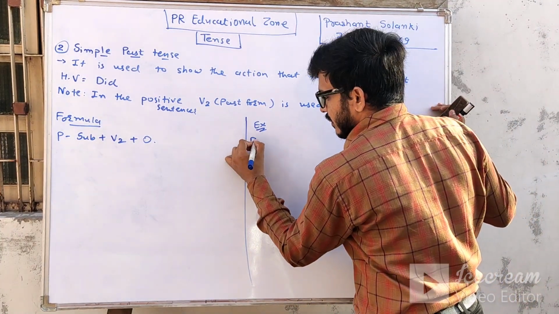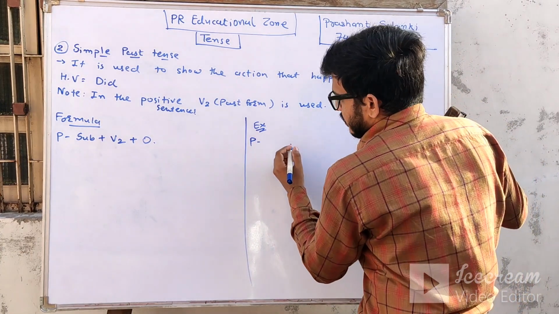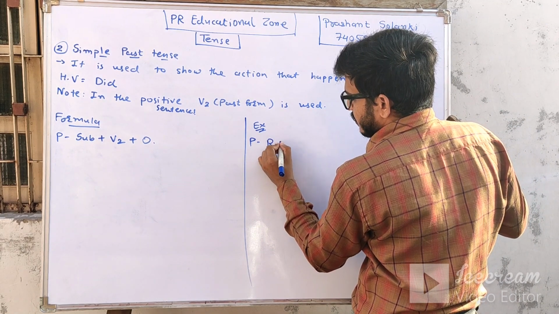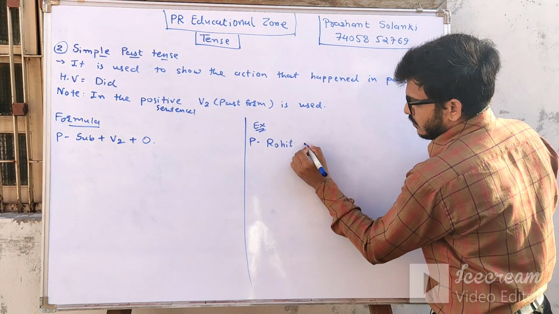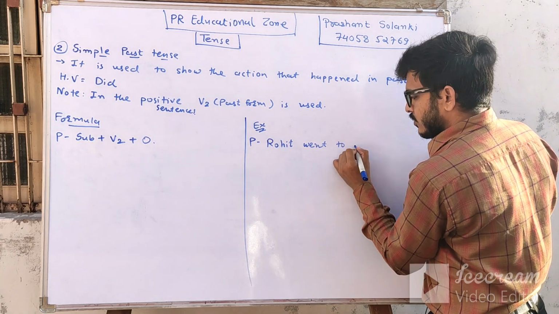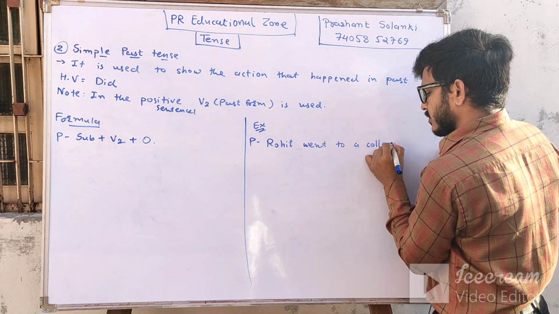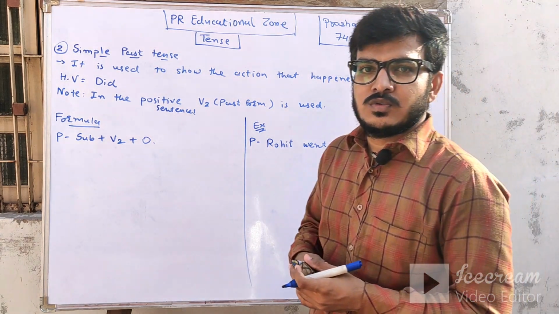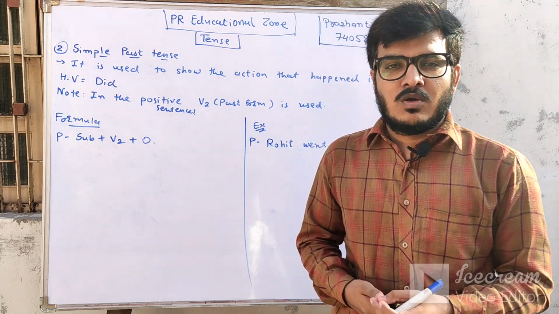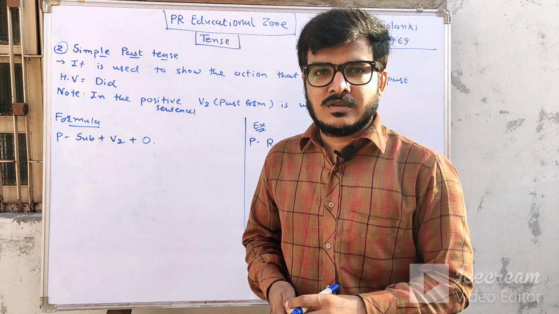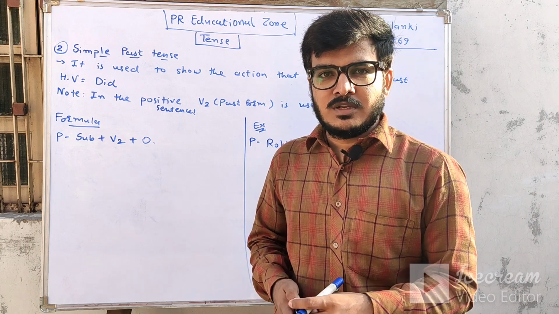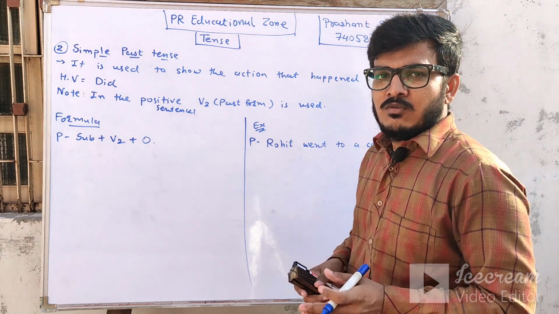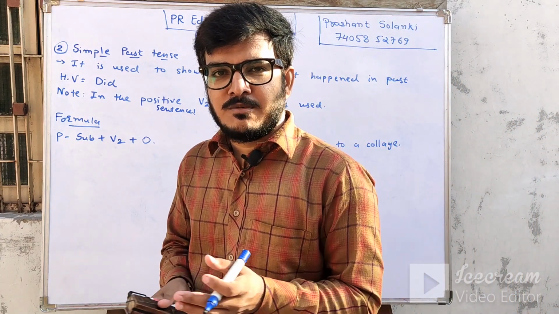So now we are going for its example, like Rohit went to a college. Here I use went because go has different forms for the past form and the past participle. So I use the form went, so you don't have confusion between the verb second form and the third form, which are the past form and the past participle.